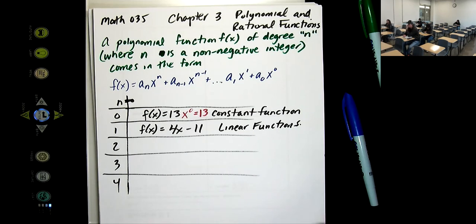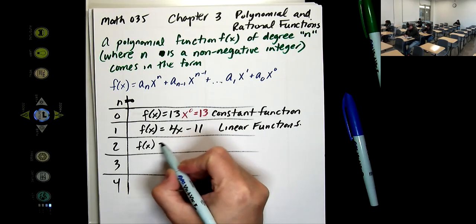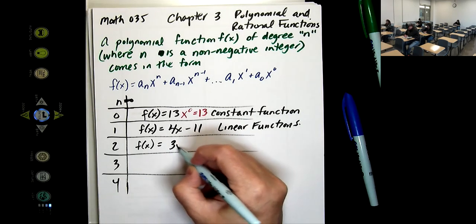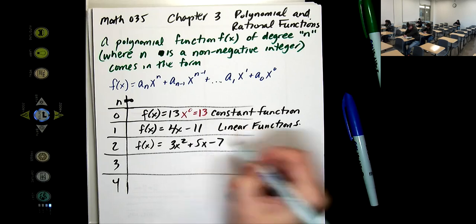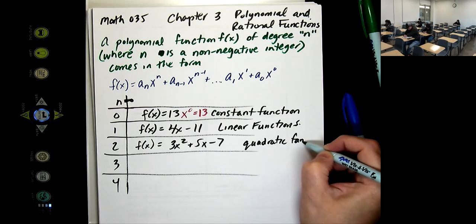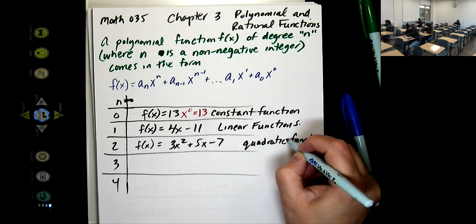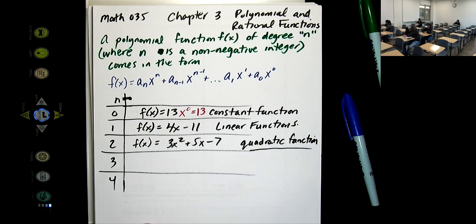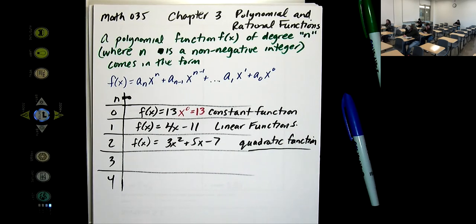Most of what we're doing in 3.1 is on the n equals 2, quadratic function. I really have no idea why they call these quadratic. Linear, I understand. It's got the word line right in it. These are parabolas, though. Quadratic functions are parabolas. I don't know what the quad part, why 4? I don't know.